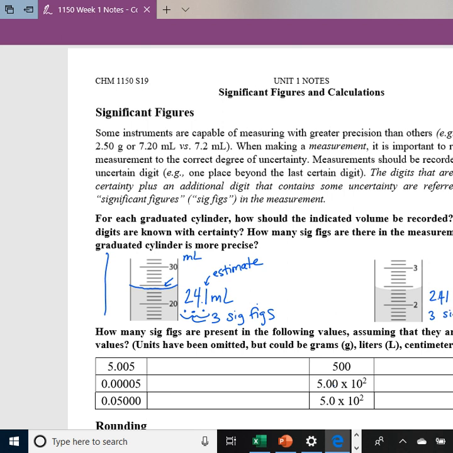But then which graduated cylinder is more precise? The one that's more precise is the one that gives you more detailed information. An easy way to say this is more small information, so more decimal places. This one gives me information into the hundredths position, whereas this one only gives me information to the tenths position. The first graduated cylinder only gives me tenths. The second graduated cylinder gives me hundredths of a mil. So the second graduated cylinder is more precise.